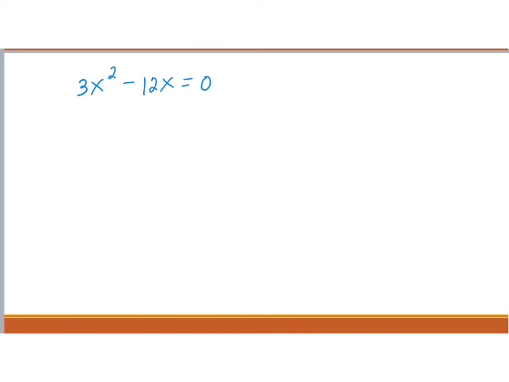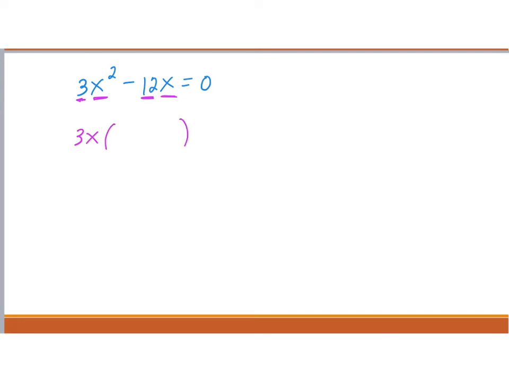So we have 3x squared minus 12x is equal to 0. So again, the kind of factorization technique that will work here is the common monomial factoring. Let's get the greatest common factor. Let's start with the coefficients, 3 and 12. The greatest common factor of 3 and 12 would be 3. And for the x's, we have two x's here and one x here, so one x is common. So that's our common monomial factor.